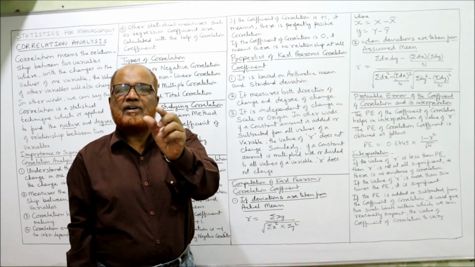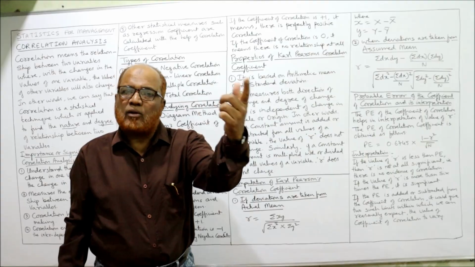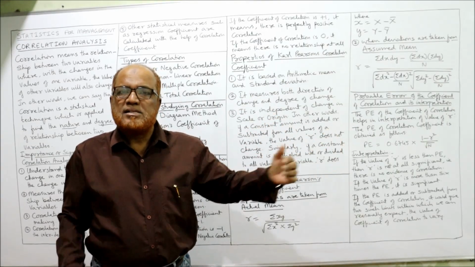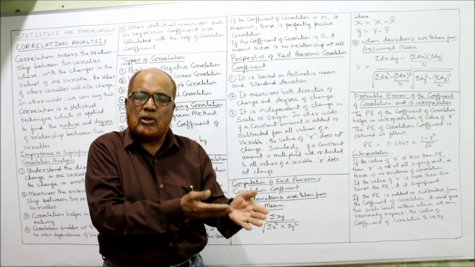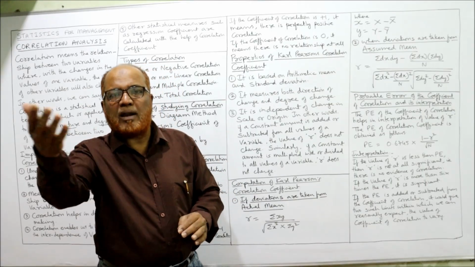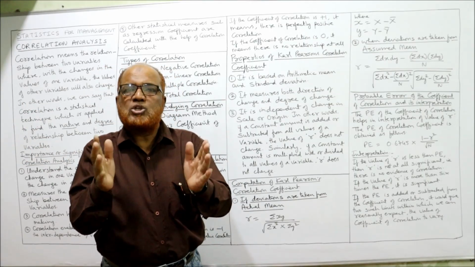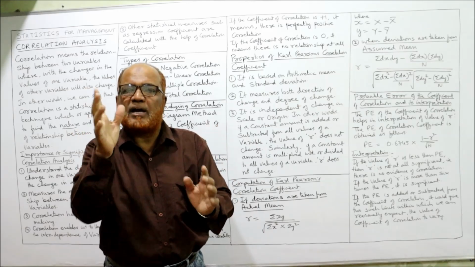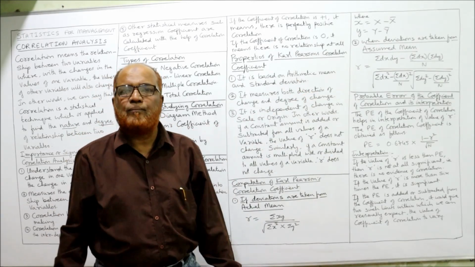How to calculate? First you calculate the R value, then you calculate the PE value, probable error. Subtract PE from R, you'll get the lower limit. Add PE to R, you'll get the upper limit. So the actual R will lie between this lower limit and upper limit. That is the interpretation of R.